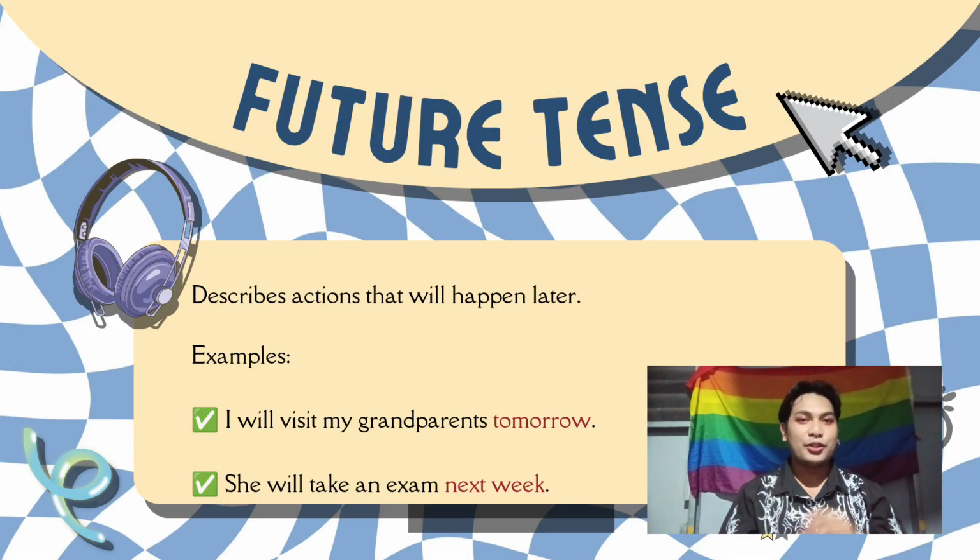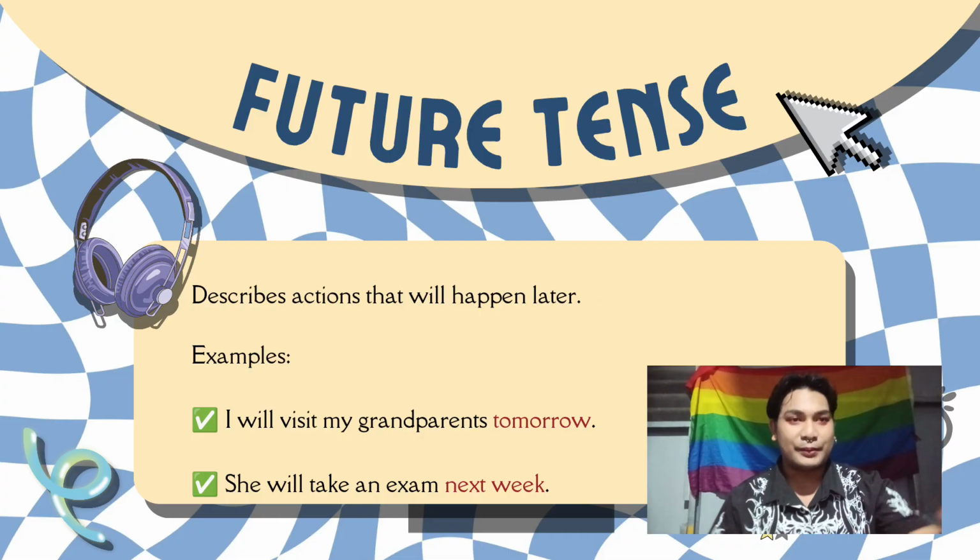Next we have the future tense. This tense talks about actions that will happen later, not yet, but soon. We form the future tense by adding the word will before the verb. For example, I will visit my grandparents tomorrow. Another example is, she will take an exam next week. The word will shows that the action hasn't happened yet. It's something that's going to happen in the future.